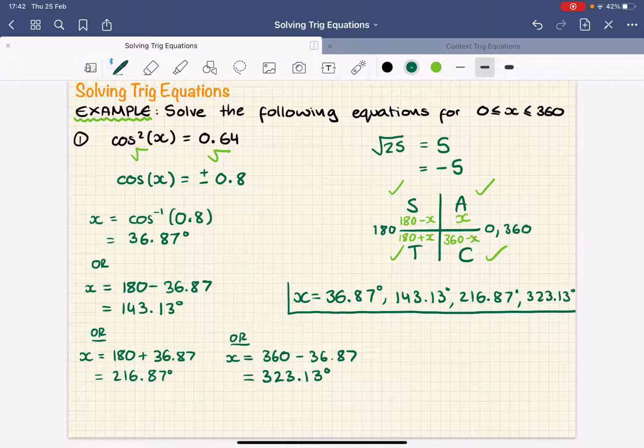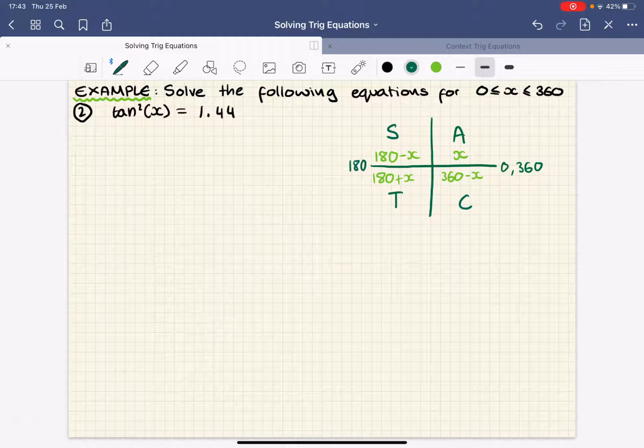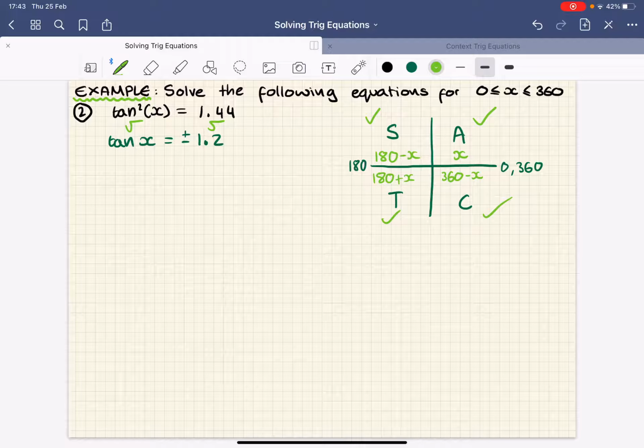And there we go. So let's take a look at one more example of this. So this time I've got tan squared x equals 1.44. So same idea as before, want to square root both sides. So tan x is either going to be a positive or a negative 1.2. So ticking the positive sections of my CAST diagram, so the A and the T, but also the negative aspects of my diagram. So again, I need to use all 4 of my little quadrants.